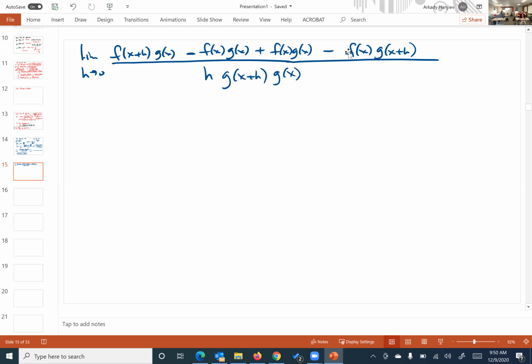Mr. Antiev? Yes. Because we're adding f of x, g of x, right? We're subtracting it and adding it. How do we put it under the fraction with the denominator of h, g of x plus h, g of x? Because it didn't have that denominator. Ah, gotcha. Okay, so real quick here. Technically, we added this whole thing onto it, with the denominator already there. Yeah, with the denominator already there.